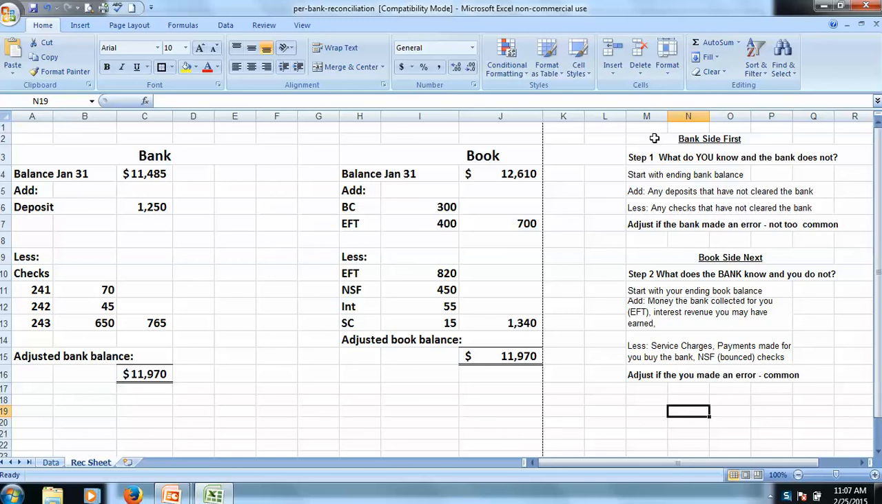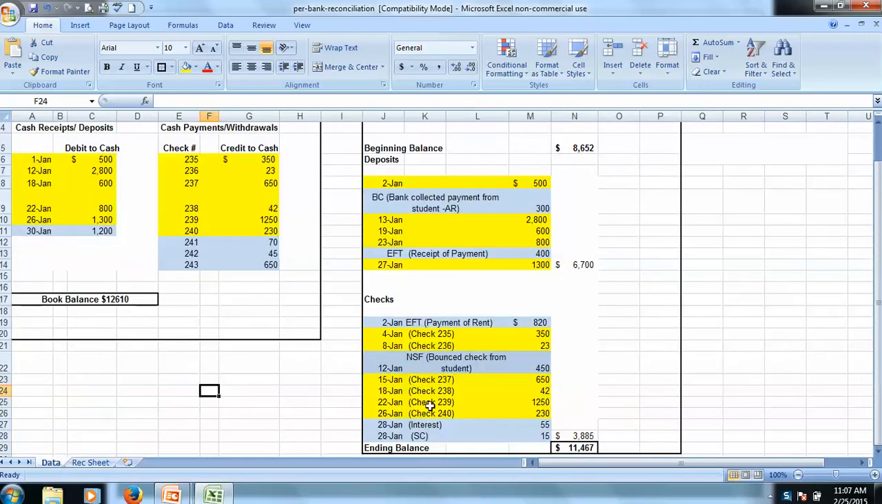So we want to start with the bank side first, and we want to say, what do we know that the bank does not? So there's a multi-step process. We'll go over to the bank side. We're going to start with the ending bank balance, what the bank believes that we have in the account. We get that off the bank statement. They believe we have $11,467, but they don't know that some things are happening that we know.